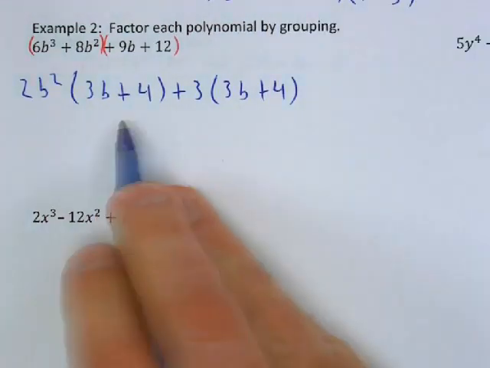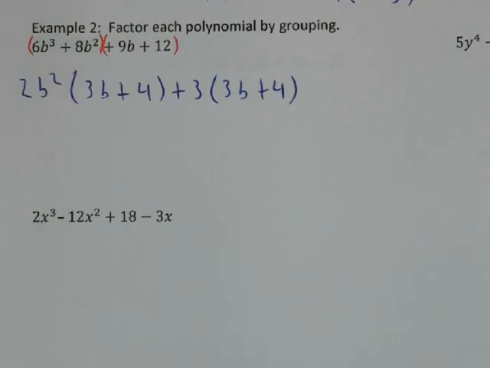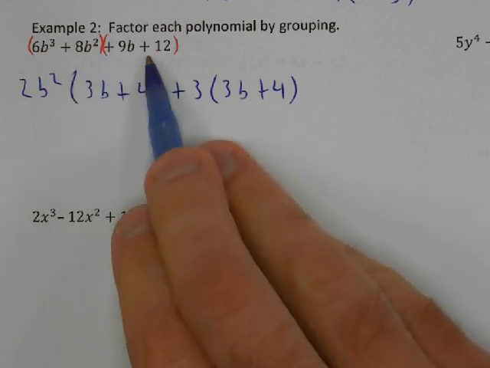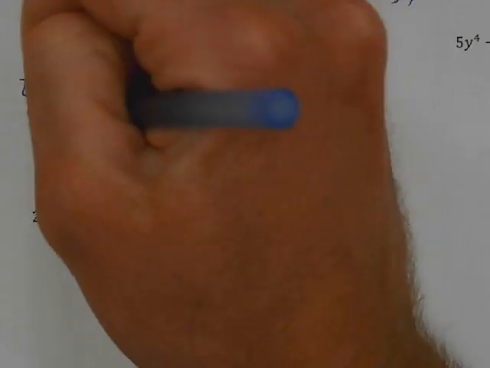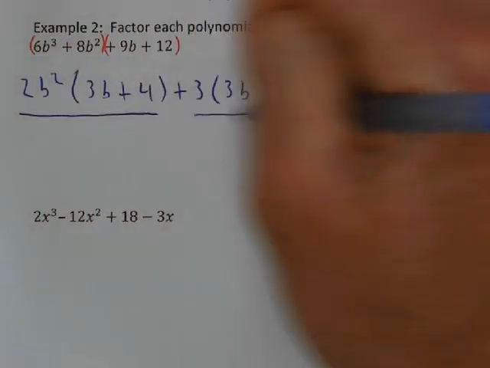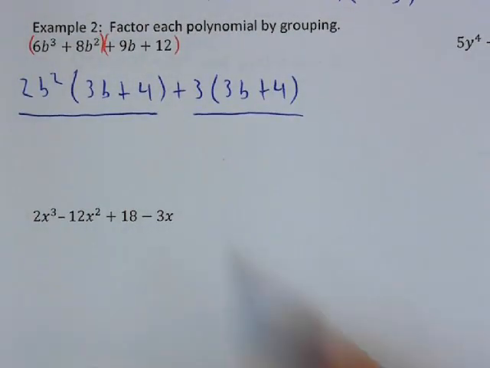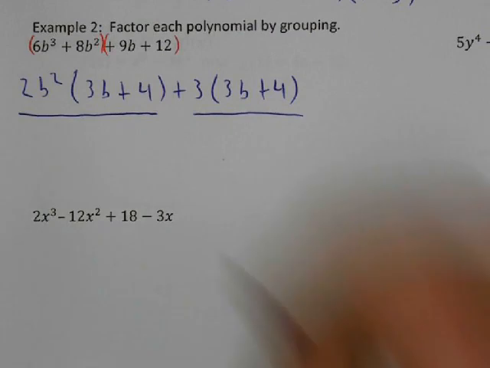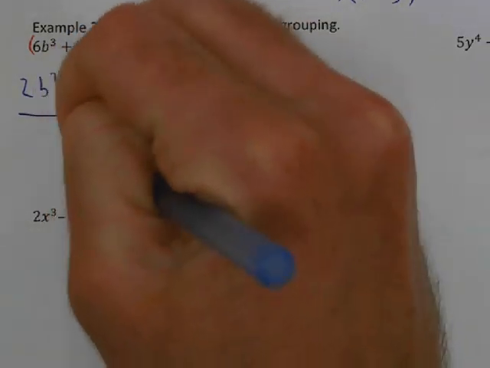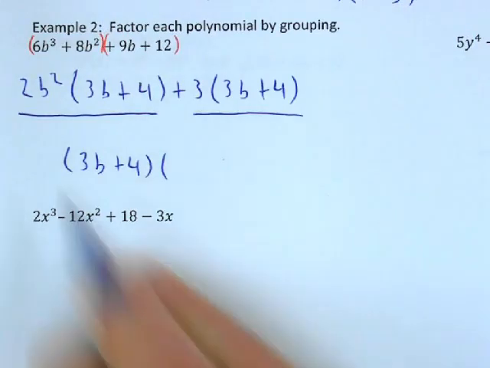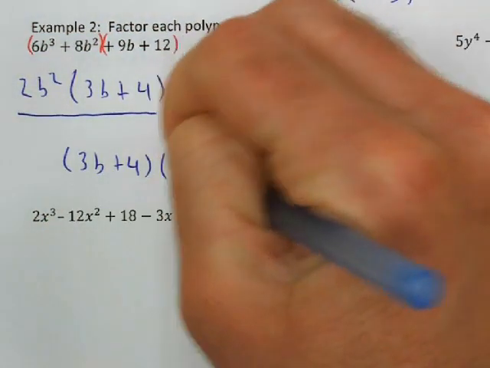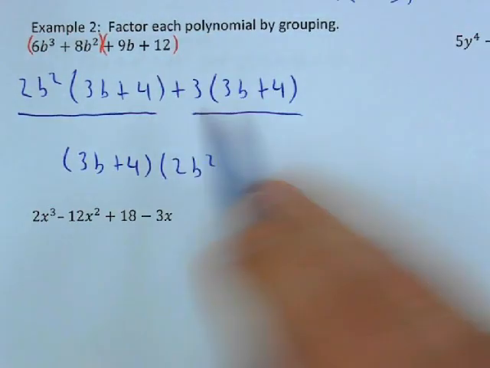Okay, so those things match, which is good. That's what we wanted. So we took out a GCF once, we took out a GCF a second time. Now we want to take a GCF out a third time. What do these two big terms have in common? Well, they both have that 3b plus 4. So if I take out the 3b plus 4, what's left over? 2b squared plus 3.